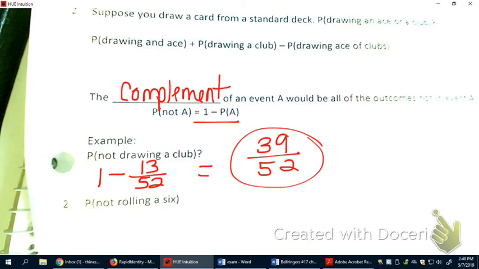Okay, probability of not rolling a 6. How many are not 6s? 5. And there's a total of 6, so 5 out of 6 would be your probability.